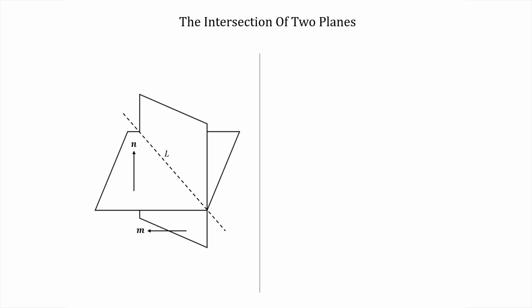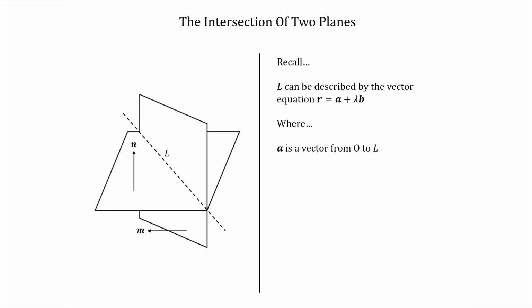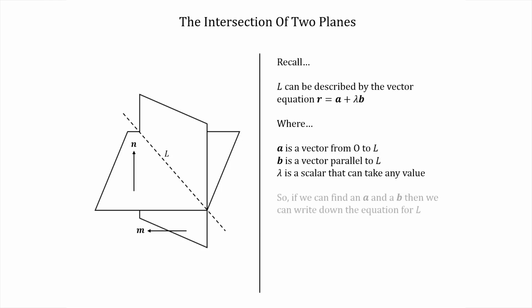Now, recall that L, just like any line, can be described by a vector equation of the form r equals a plus lambda b, where a is a vector from the origin to L, b is a vector parallel to L, that is, it points along L, and lambda is a scalar that can take any value. So, if we can find two vectors a and b that meet these criteria, then we can write down an equation for L. In order to do this, the following fact will be useful.